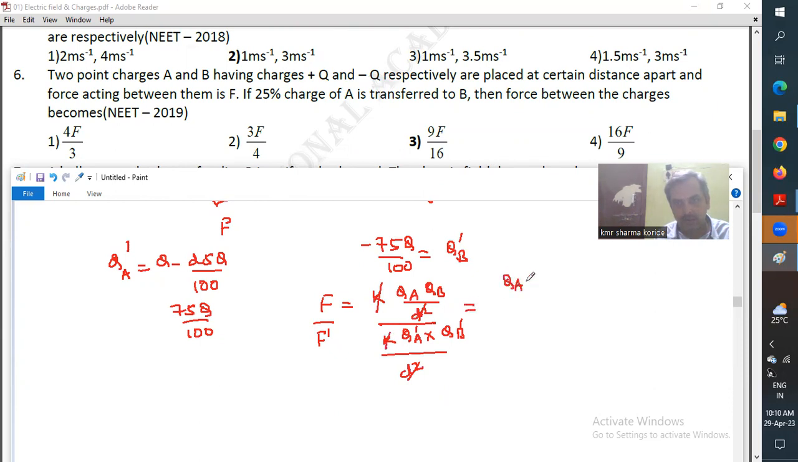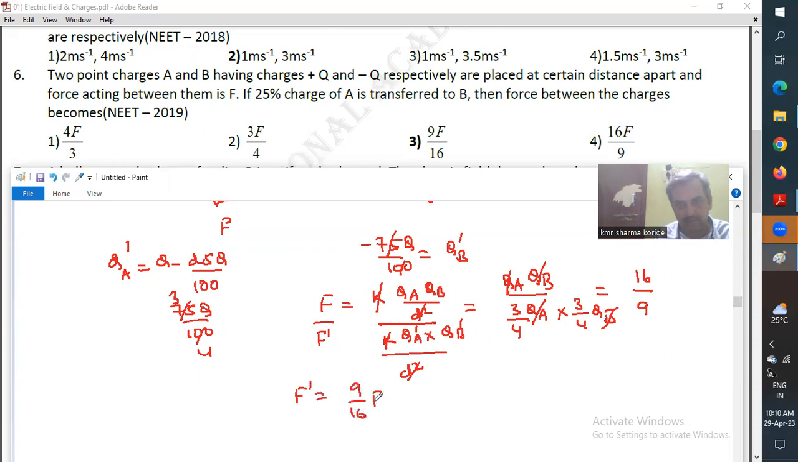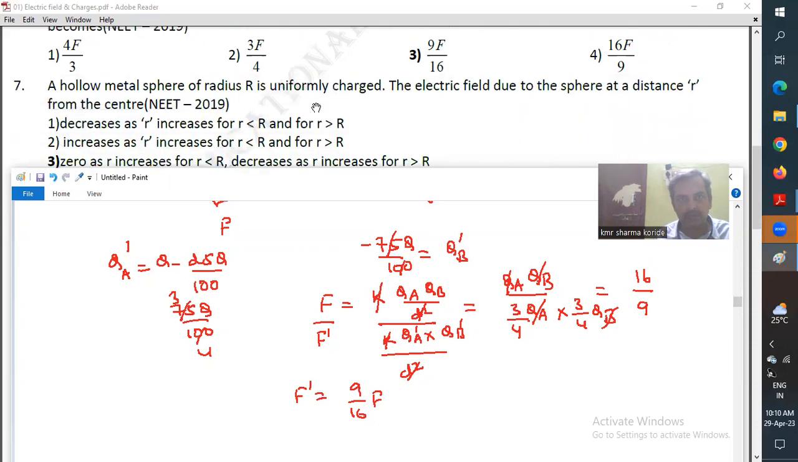So QA by QB, QA into QB, QA is 75%. Otherwise you can write 3 by 4. 25 is 3 by 4. So QA dash is 3 by 4 QA, and QB dash also is 3 by 4 QB. So therefore QB cancels, QA cancels. So it will be 9 by 16. Therefore F dash will be equal to 9 by 16 F. So the third option is correct.